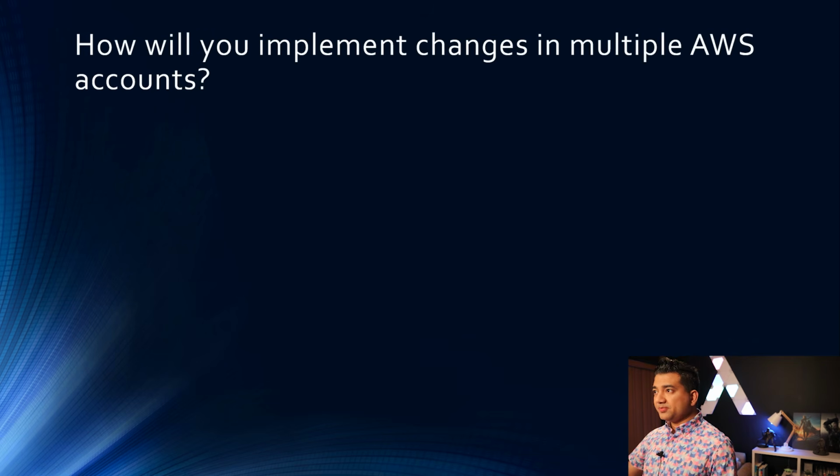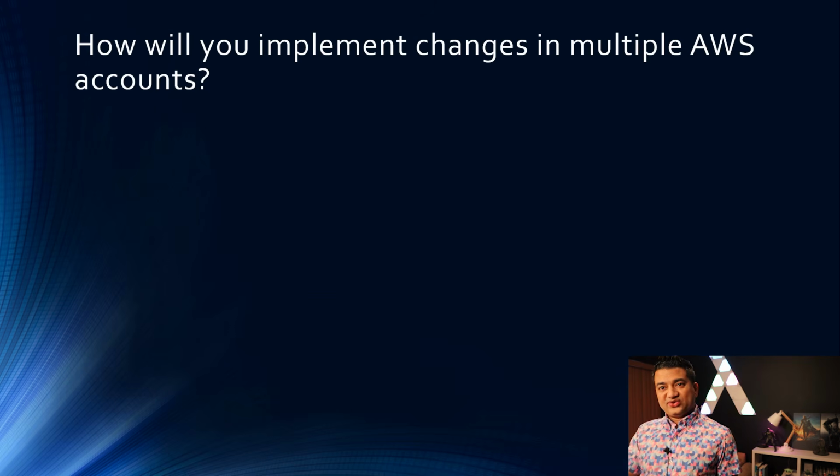All right, moving on. How will you implement changes in multiple AWS accounts? So again, this is a really realistic question that if you haven't worked in an actual DevOps project, you will never face this, because if you are just learning DevOps, you are doing everything in one account. But in reality, enterprises have multiple production or test accounts. And you cannot just go and implement in each account separately. It is impossible.